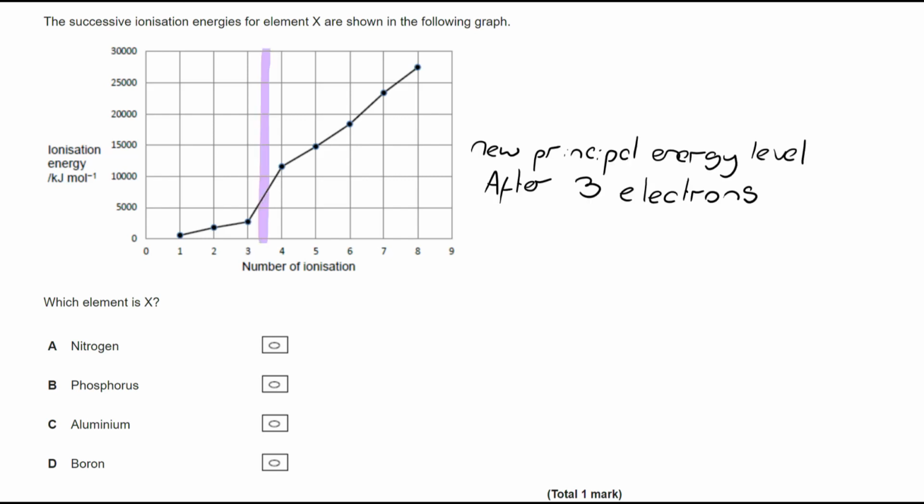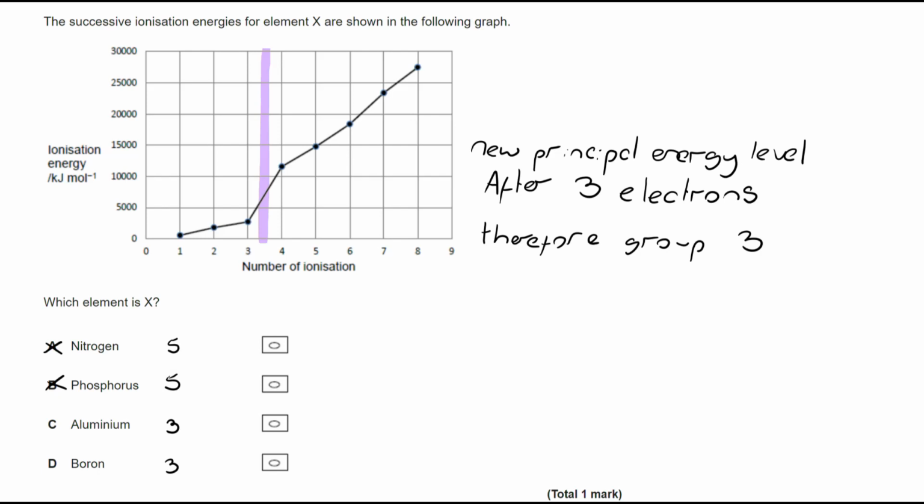First thing to look at is where there is a big jump in ionization energy, and we can see that that happens after 3 electrons. So 3 electrons are lost, then there is a big jump, and then it continues to increase. Now, the fact that it jumps after 3 electrons tells us that it's group 3, because that means that the 4th electron is being removed from a lower principal energy level.